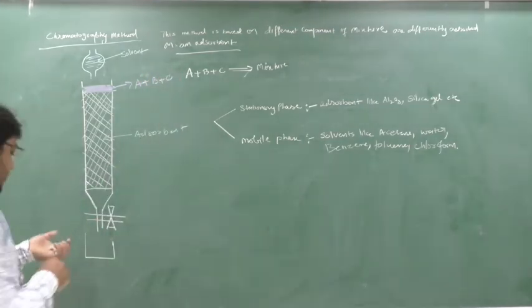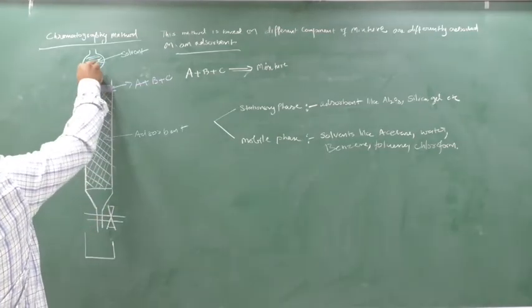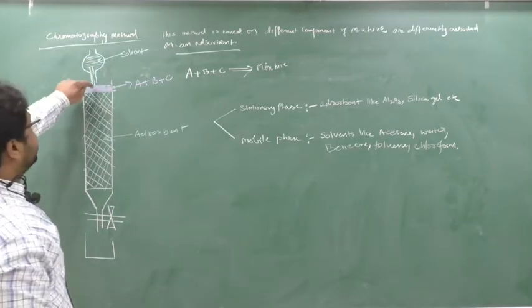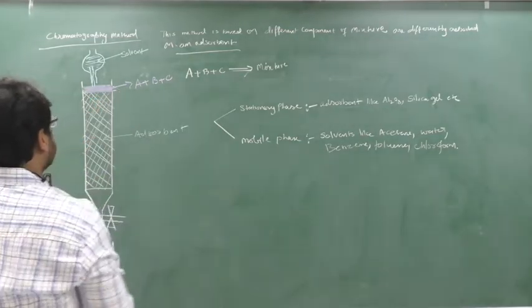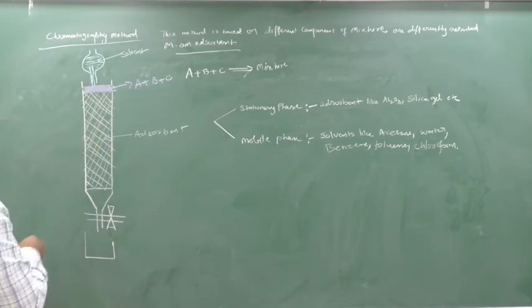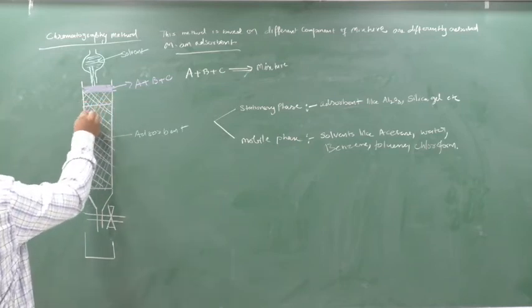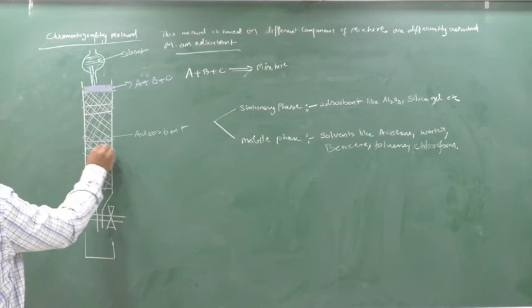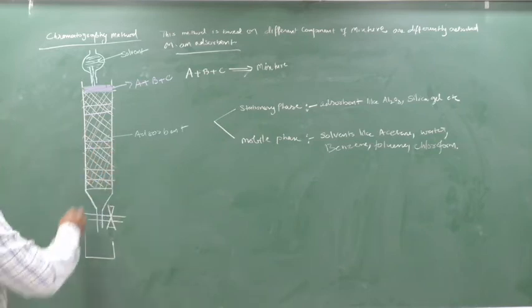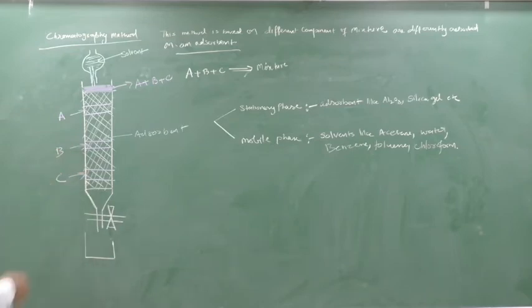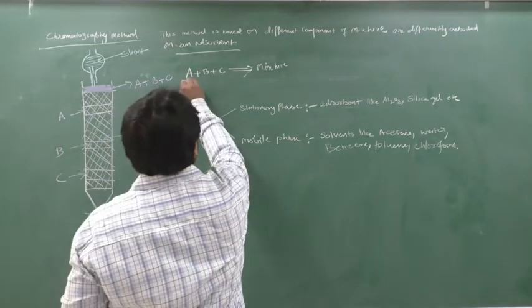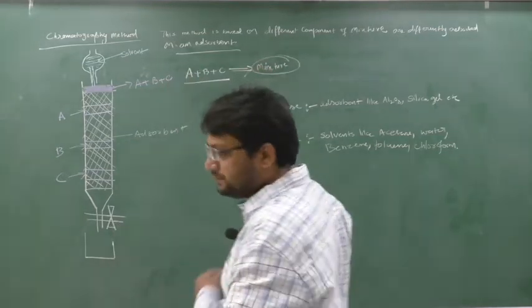As I start to put the solvent downside, this solvent will react with this A plus B plus C, and here it was a mixture, so this solution will fall downside and they will form certain layers of different mixture. Say it will form here A, here B, here C. So first C will move outside, then B, then A. So I have separated the components which were present in the mixture.